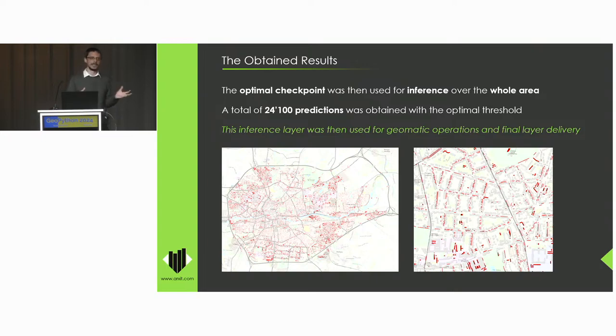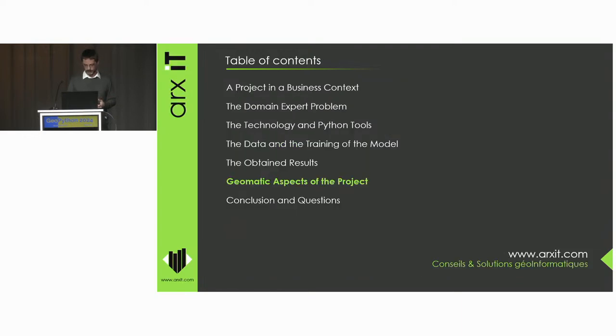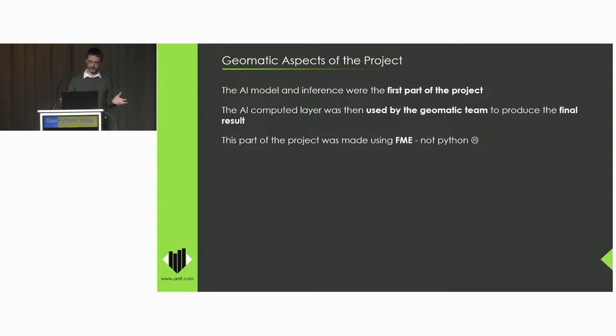Just to say that what you are seeing here is really the raw result coming out of the AI, so no filtering whatsoever. So in order for the client to be able to use this result, further work has to be done on it in order to filter things a bit. In this case, it was the geomatics team of my company that took custody of this part. It was done in FME.